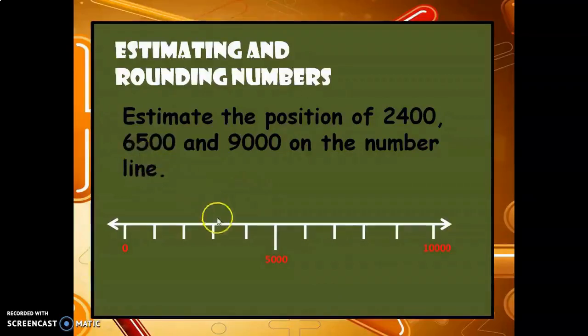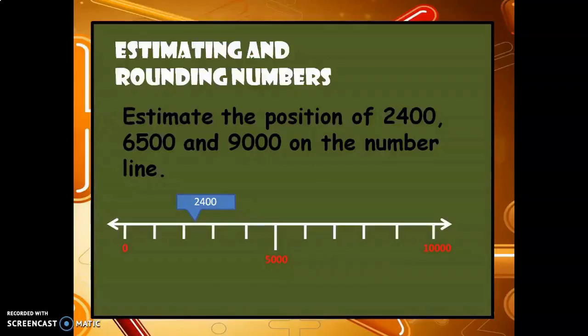Okay, now we can estimate the position of the first number, which is 2,400. Now 2,400 is basically near the halfway of 2,000 and 3,000, which is 2,500. So since this one is 2,000 here, and then you have 3,000, and then the halfway is 2,500, we could estimate the position of 2,500 is around in here. So that is the estimated position of 2,400.